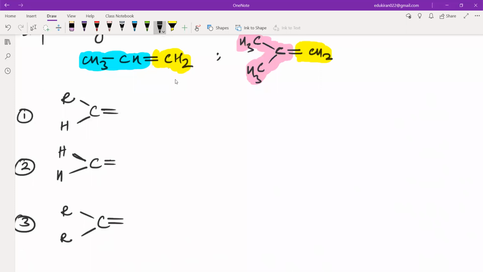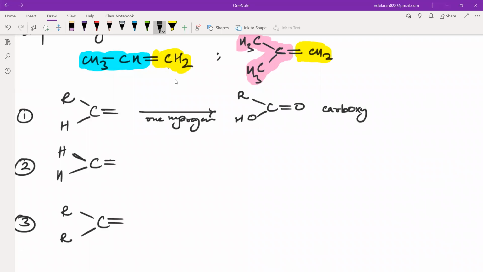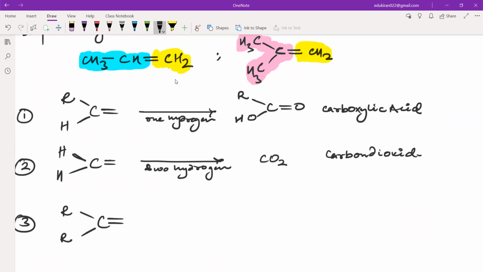Now, when you react this with KMnO4, if it has one hydrogen, then it is going to form carboxylic acid: C double bond O, this R will be as it is, and the H will become OH. So you have got carboxylic acid. Secondly, if you have two hydrogens, then this is going to form CO2, carbon dioxide. And if you have zero hydrogens, then you are going to form a ketone.